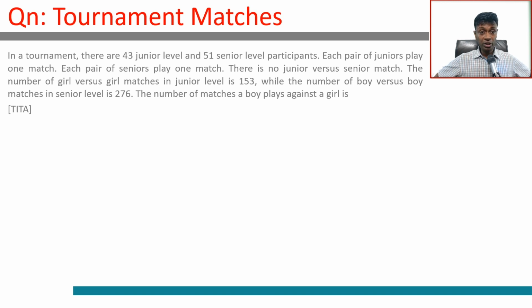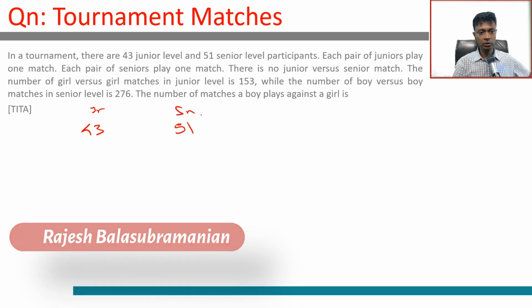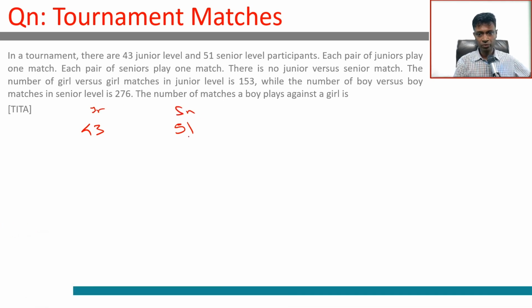In a tournament, there are 43 junior level and 51 senior level participants. Each pair of juniors play 1 match. Each pair of seniors play 1 match. There is no junior versus senior match. The number of girl versus girl matches in junior level is 153. So there are probably boys and girls at each level. The number of boy versus boy matches in senior level is 276.